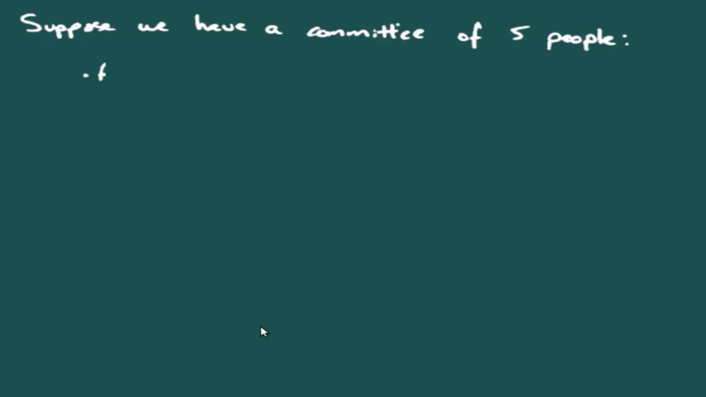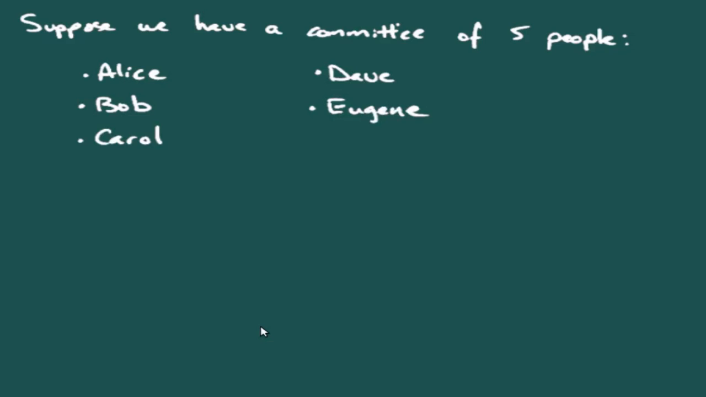Today we're going to be talking about the fundamental counting principle, and probably the best way to start that off, to give you an idea of how that works, is to give you an example of where it might be used. And so let's suppose that we've got a committee that consists of 5 people. So we've got Alice, Dave, Bob, Eugene, and Carol. And from this group of people, here's the problem, in how many ways can we select a president and a secretary?